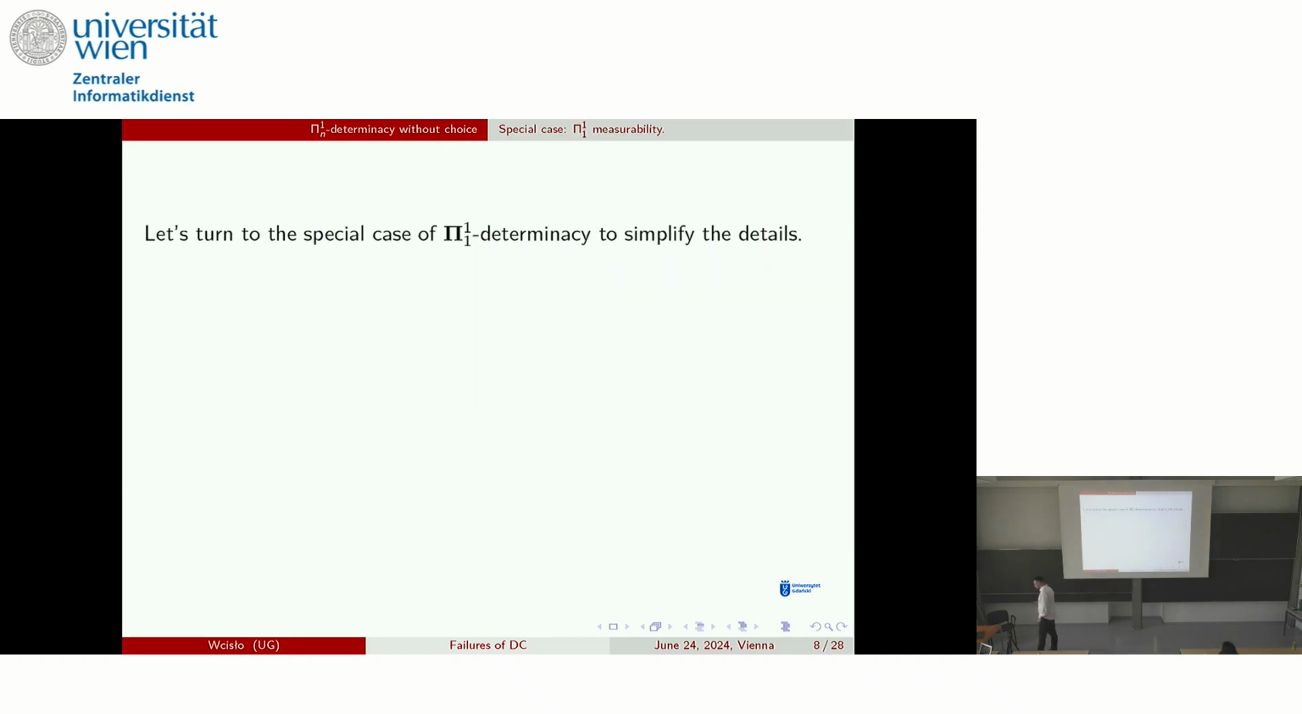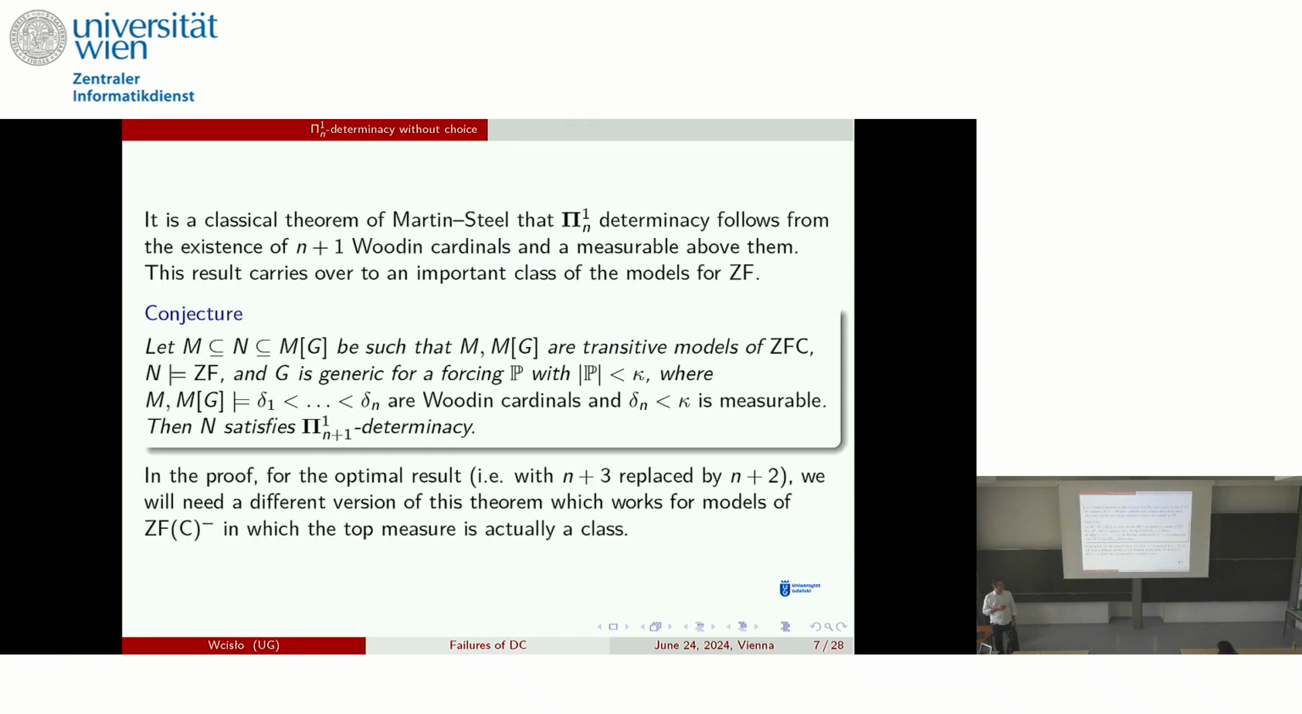So now, as I said, let's return to this. Yes, of course, P is smaller than everything relevant. P here will be of size omega 1.